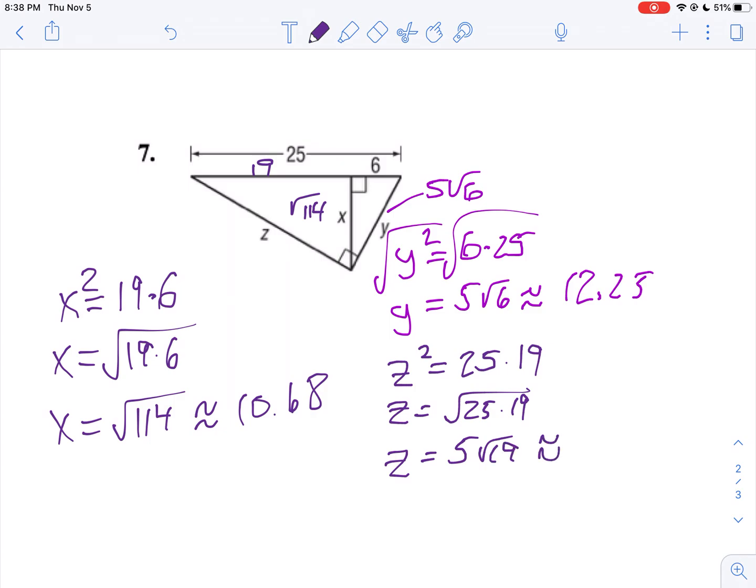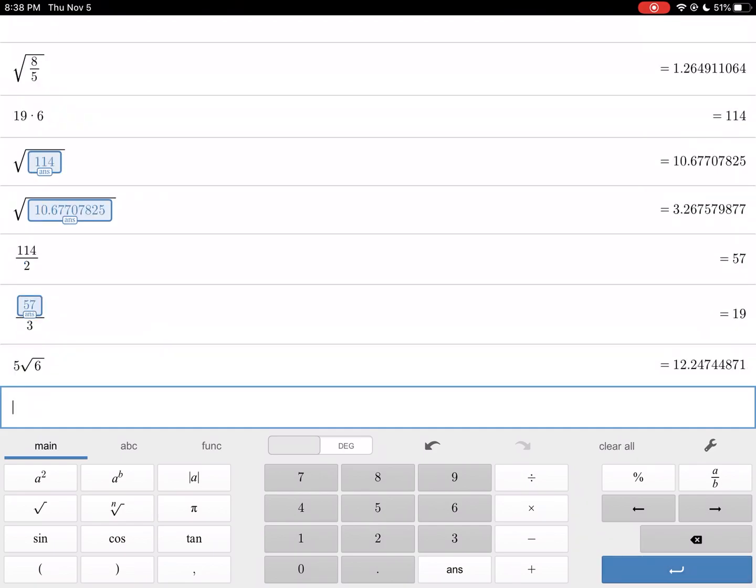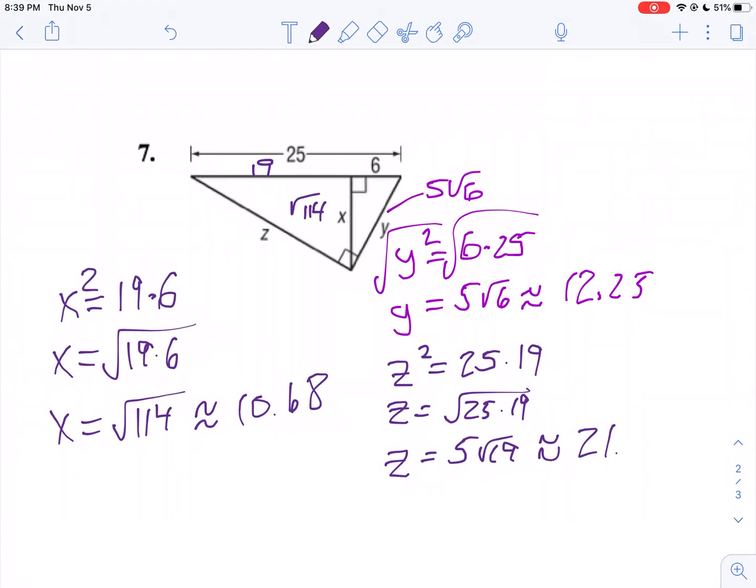And once again, if you want to write that as a decimal, more power to you. So if we take 5 times the square root of 19, we get 21.79. And that's what we get for problem 7.